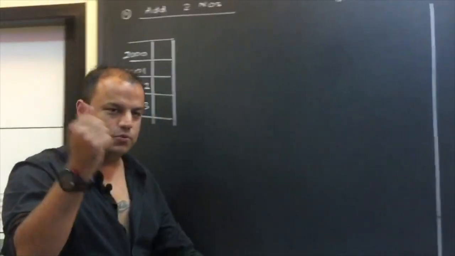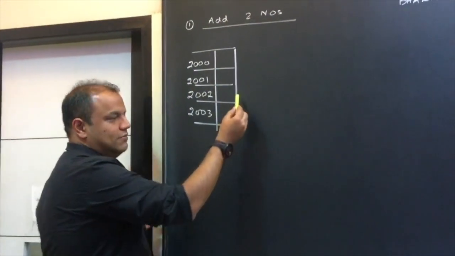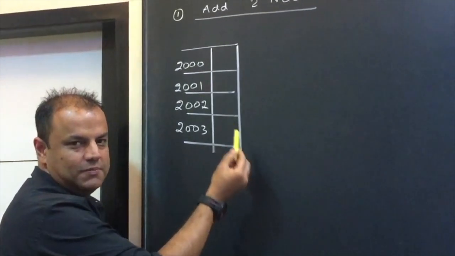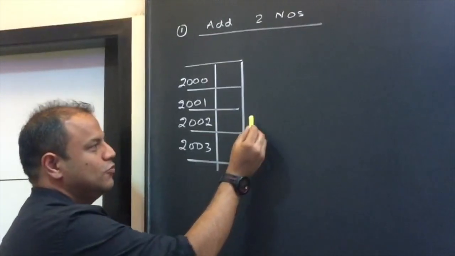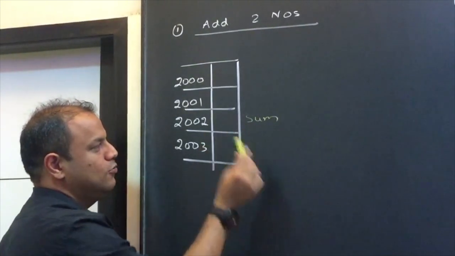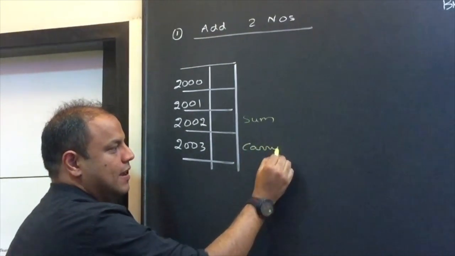So you've got to store both sum and carry. So they will require two locations: 8 bits for the sum, and though carry is 0 or 1, it will be stored as a separate location. So we'll be storing the sum at 2002 and the carry at 2003.